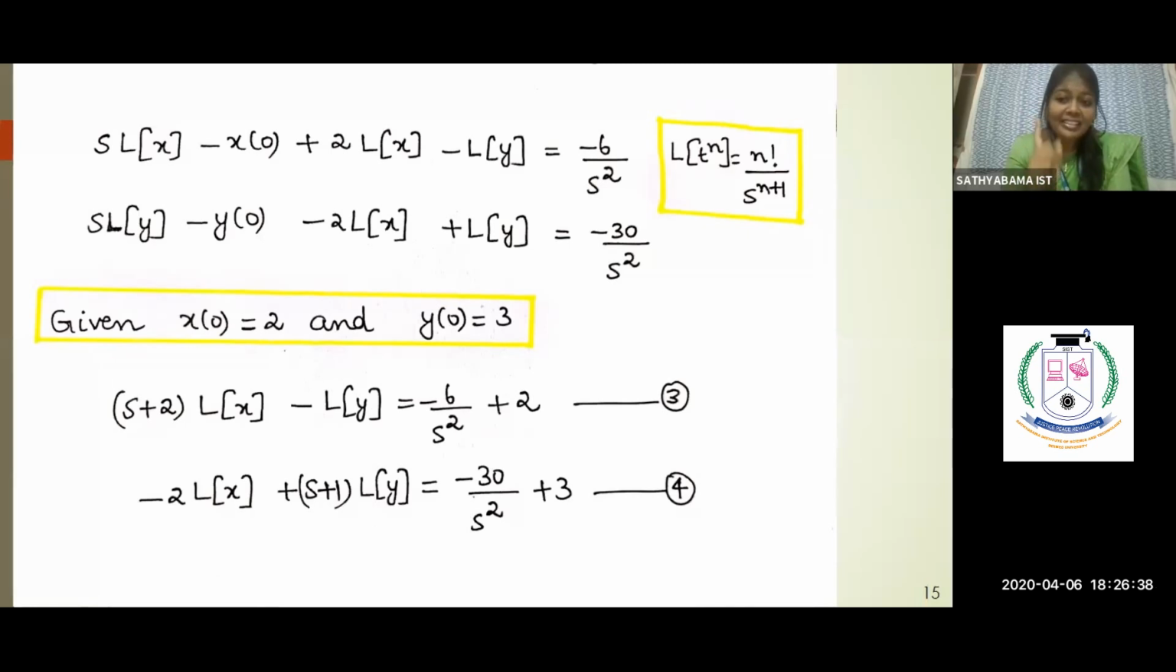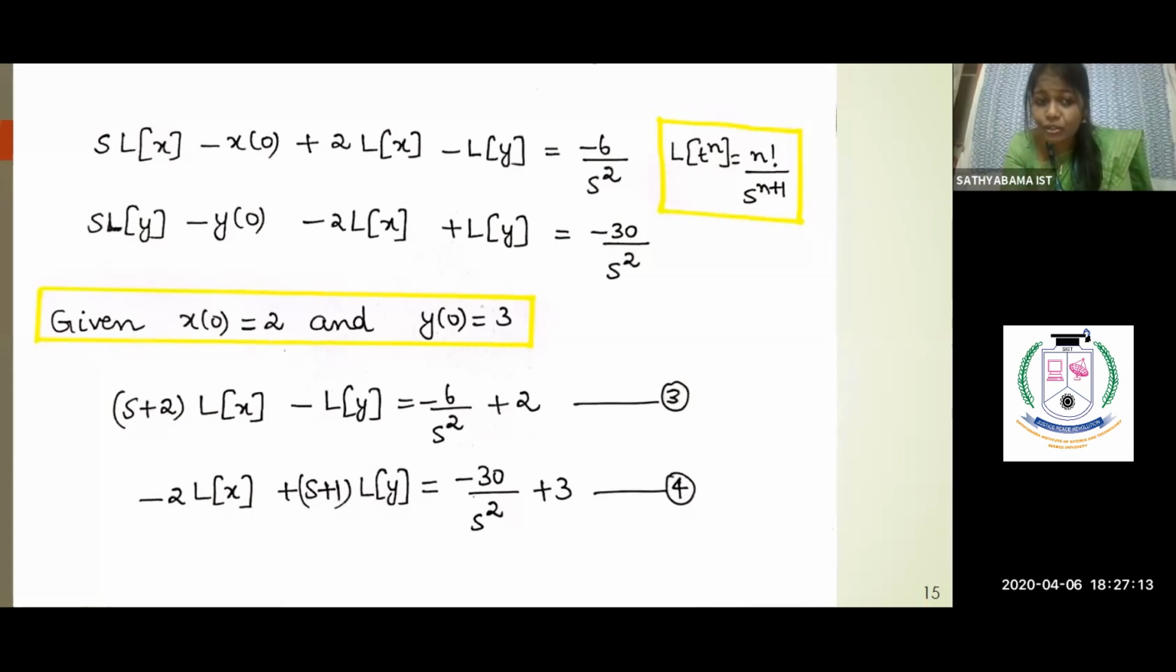Now when you write equation 3 and 4, what should you remember? What is the standard form? Always write the L of x term first, then the L of y term, then take all the other terms to the right hand side. So how will you get the L of x term? Look in the very first step. I have 2 L of x terms. So let's bring them together. What will you get? s plus 2 into L of x, and then minus L of y. So I've written the L of x term, then the L of y term, equal to, right hand side I already have minus 6 by s square.